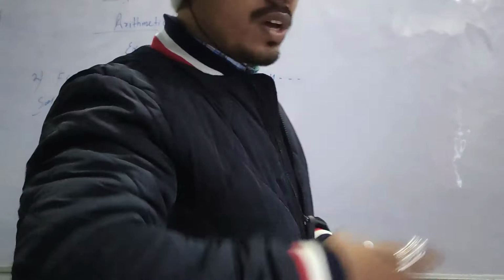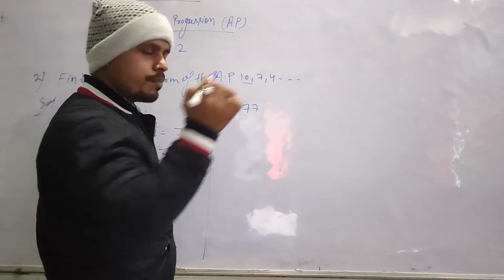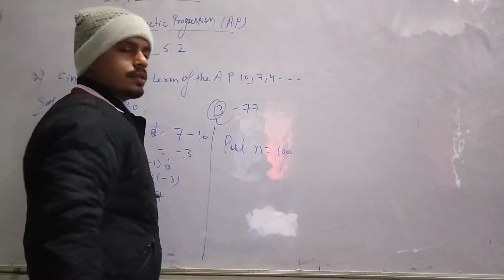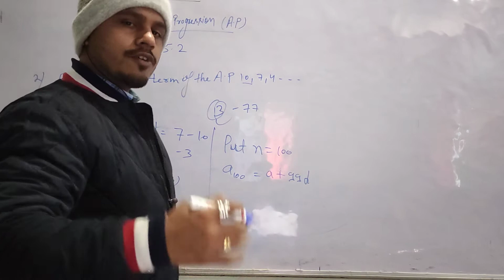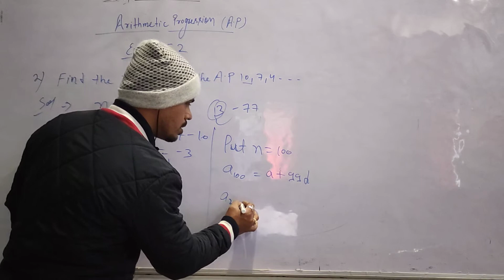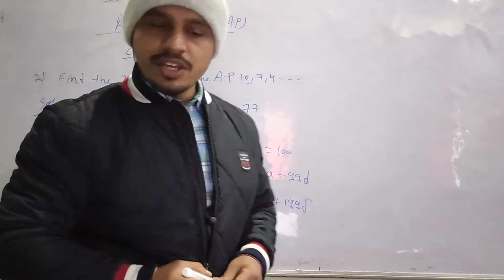If he asks to find the 100th term of the AP, then you put n equal to 100. So the 100th term of the AP is a_100, and in general we write a + 99d. If I ask the question, find the 200th term of the AP, what is the 200th term? It is a + 199d. Now move to the next question.